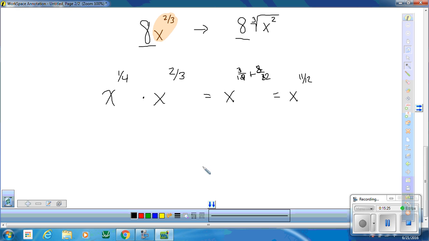If I have a negative exponent, it doesn't matter if it's a fraction exponent or not, it's still going to move it down to the bottom of the fraction. Just because the exponent is a fraction does not change the laws of exponents.